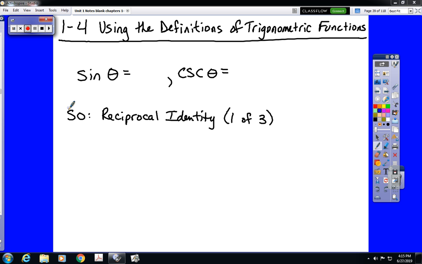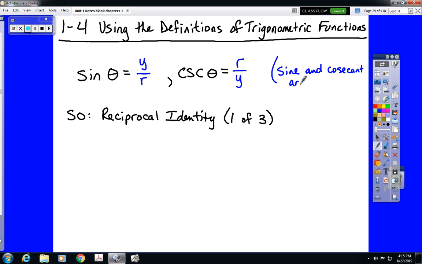So from our last section, if we went back and looked it up, we had that sine was always equal to our y value over our r value, and cosecant was always equal to the r value over the y value. In other words, sine and cosecant are reciprocals. And it doesn't matter what angle we're working with. The sine of that angle is the reciprocal of the cosecant of that angle.